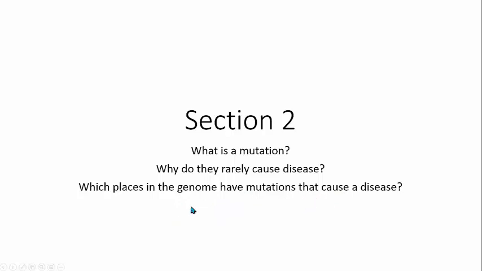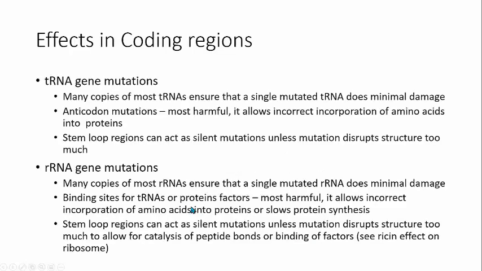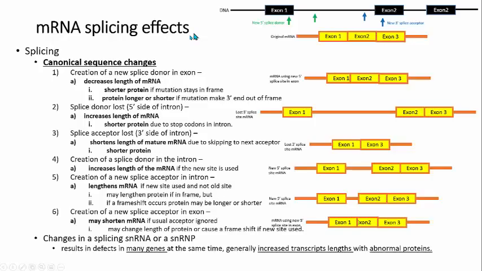And of course, that's going to be in the transcriptional region for messenger RNAs, particularly in the exons of messenger RNAs. Most mutations in the spliced out introns have little effect. Splicing, we've already talked a little bit about. You know that there is a canonical splicing sequence. This slide goes into pretty great detail on what happens when you add splice sites or remove splice sites.